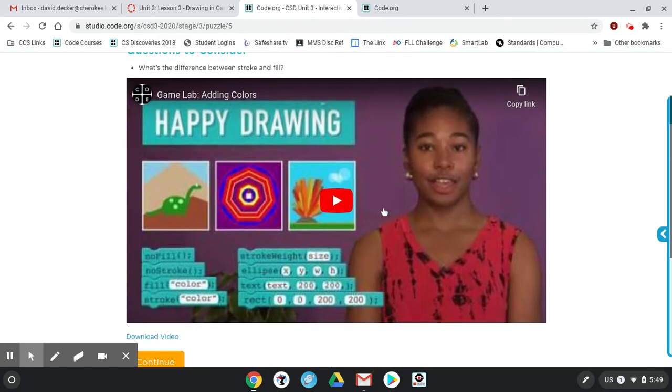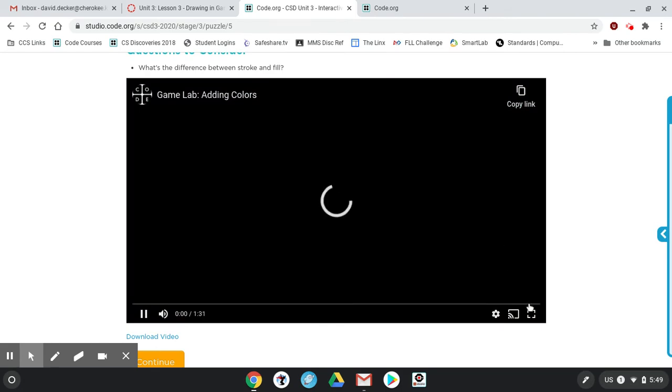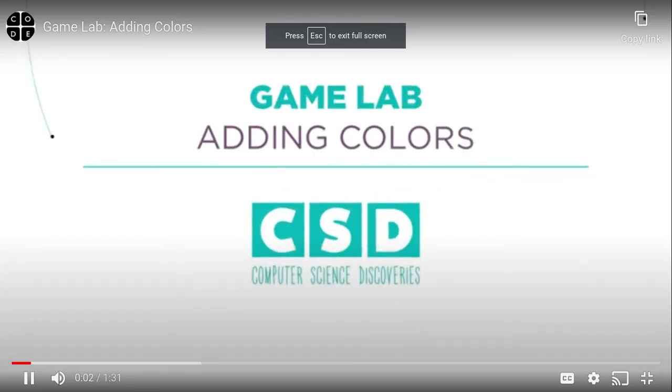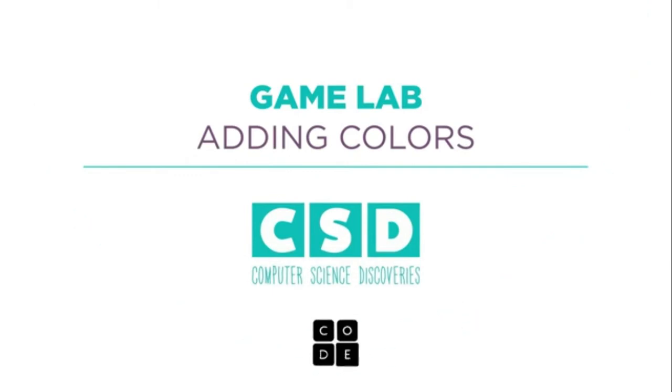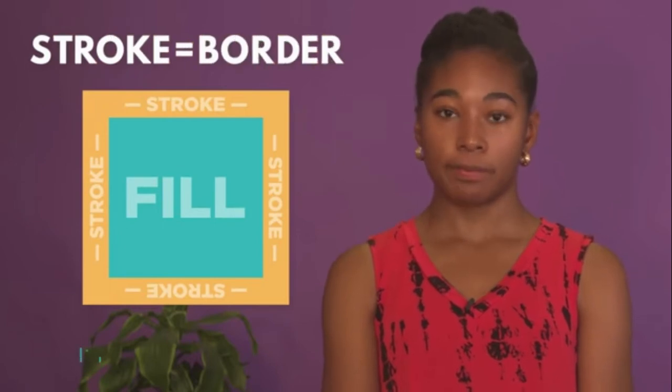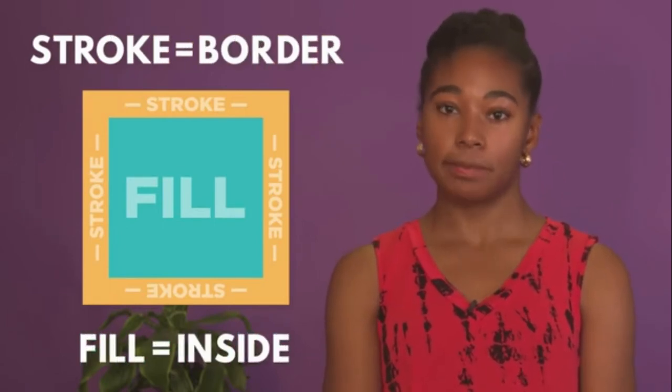Bubble five, another video. So far, you've only been drawing gray colored shapes. Let's throw some color into these shapes to make them more interesting. Every shape has two elements that can be colored, a stroke and a fill. The stroke is the border of the shape. The fill is the color inside the shape.